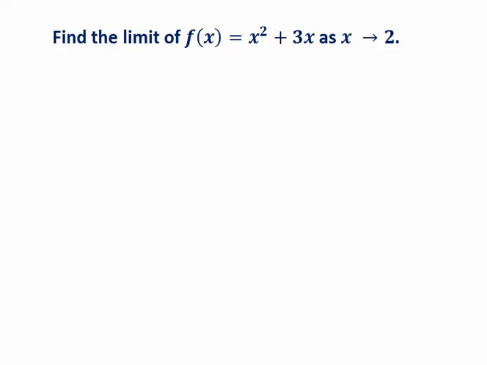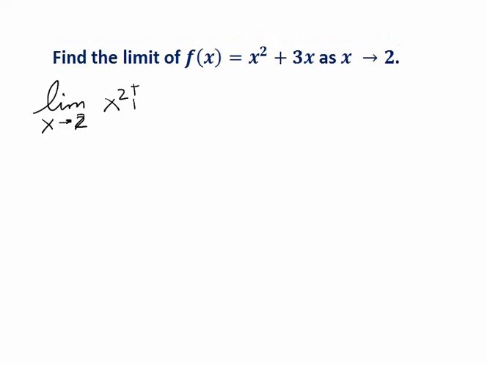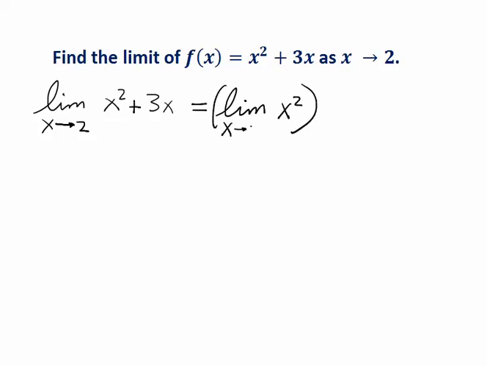So here is an example. Suppose that we want to calculate the limit as x approaches 2 for the function x squared plus 3x. Because we have a sum inside the limit, one of the properties we just looked at says that we can calculate those two limits separately. So we'll have the limit as x approaches 2 of x squared plus the limit as x approaches 2 of 3x.